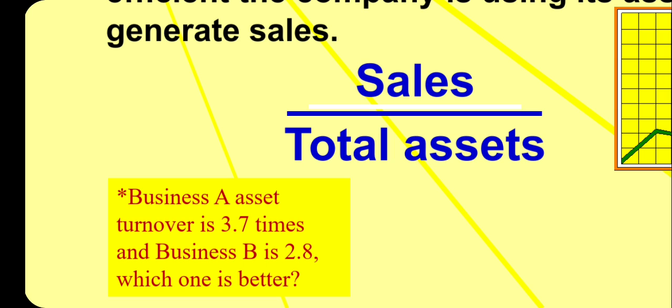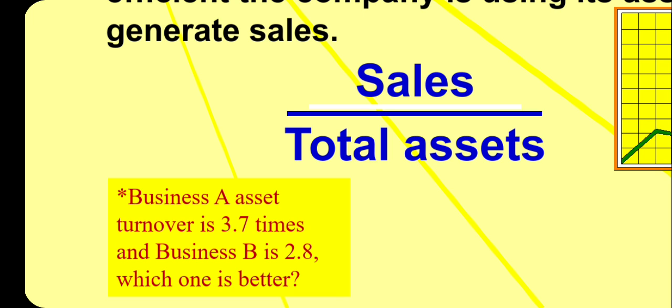It shows that business A is better because business A has a higher asset turnover ratio. Let's say you analyze business A, but you analyze it by comparing the current year data with the previous year data. And then you calculate the ratio for business A. The asset turnover for year 2019 is 3.7. But asset turnover for year 2018 is 3.3.